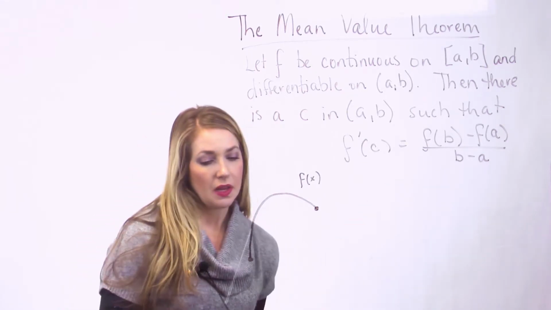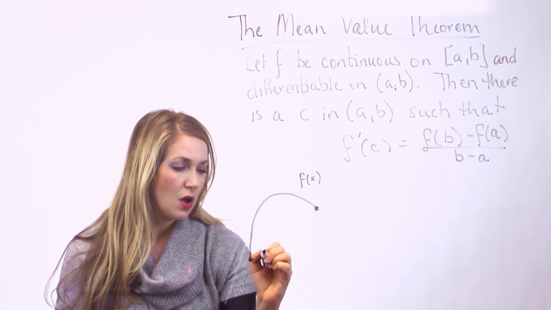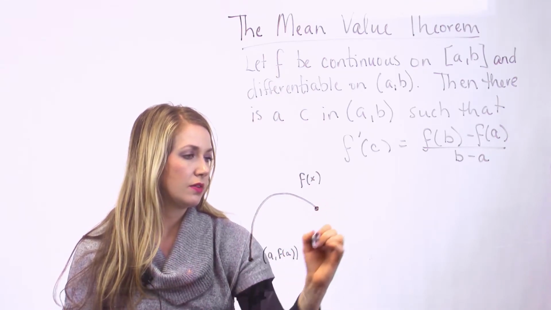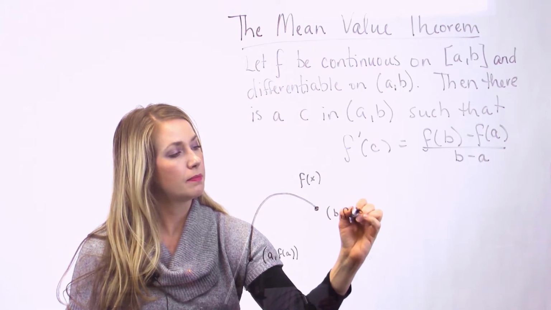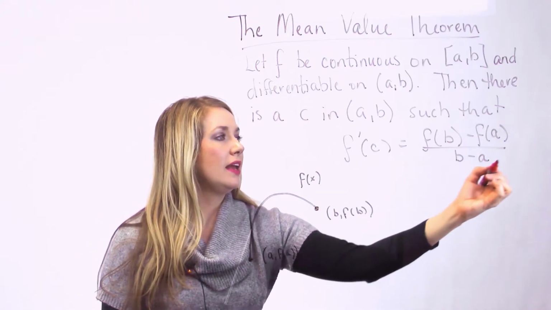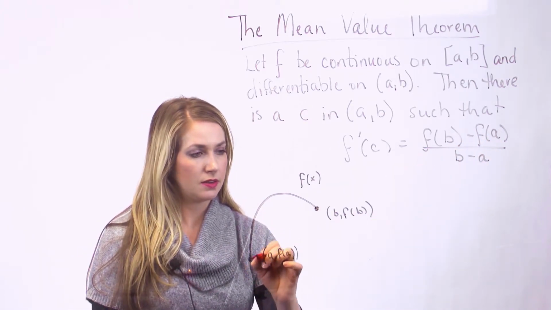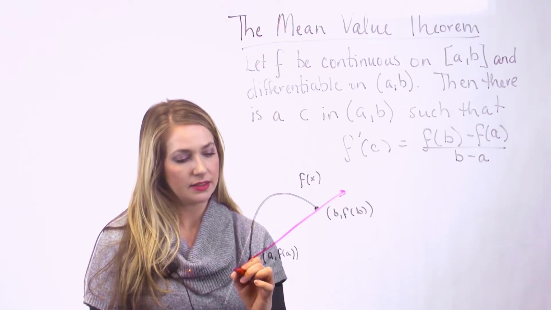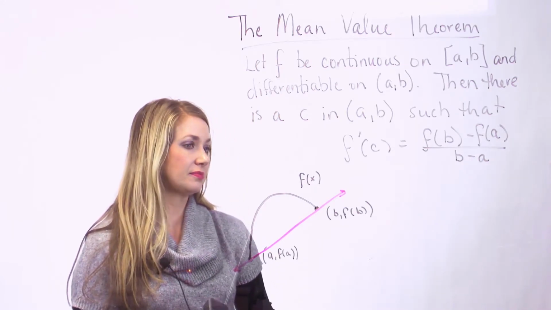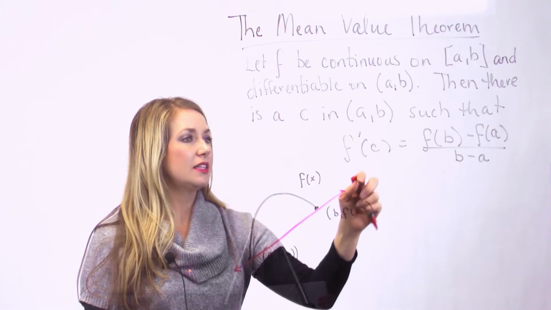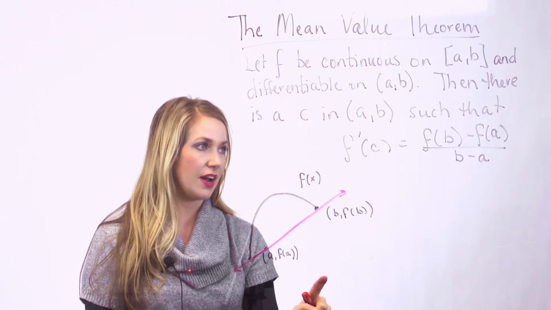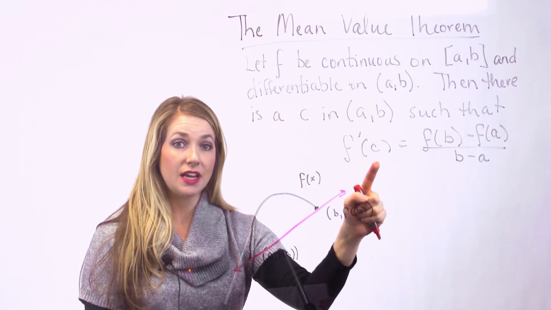So for instance, if this point right here were a, f of a, and this point right here were b, f of b, then the right-hand side of this equation represents the slope of this red line, the line that connects those 2 points. It's the slope of a secant line to the curve. What the theorem is guaranteeing us is that there is another spot in the interval between a and b, another x value, where the first derivative is actually equal to that slope.